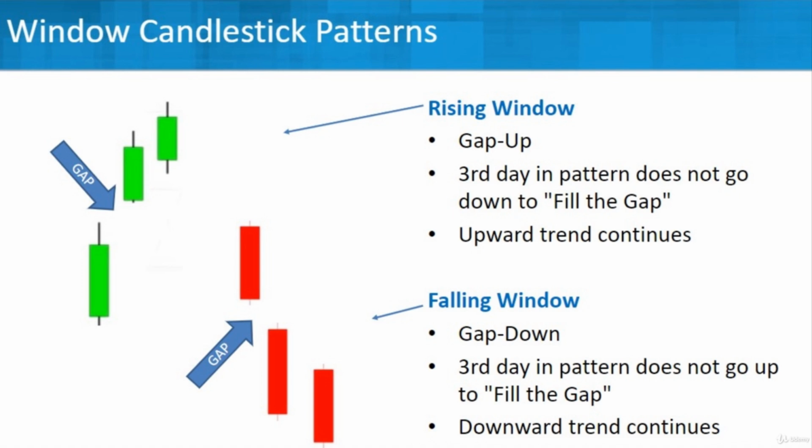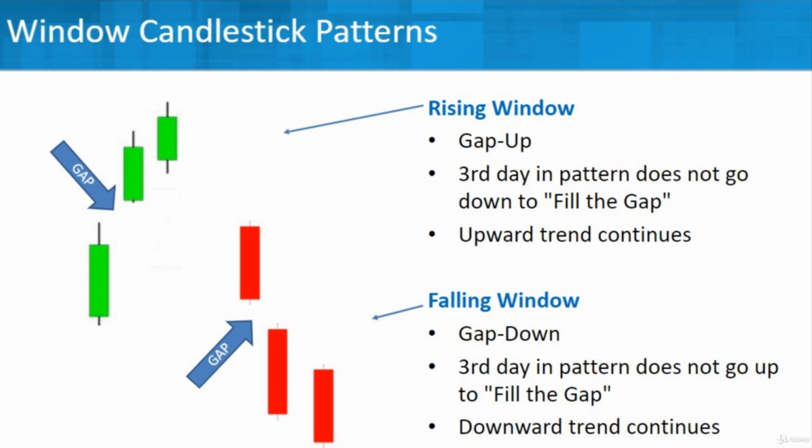A different type of signal, and this kind of works with our gaps, if you looked at the lessons around gaps, is rising and falling windows, right? And so really what you're seeing is it's kind of like a gap up. It could be a breakaway gap, it could be a runaway gap, but for a rising window, you have basically a gap up. And what happens is the third day in the pattern does not go down to fill the gap.